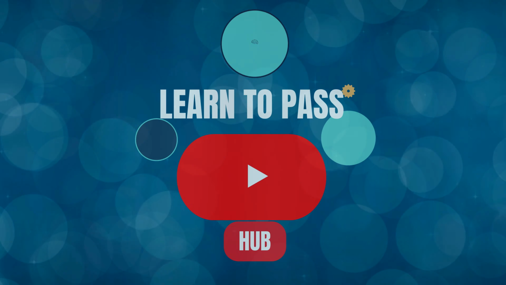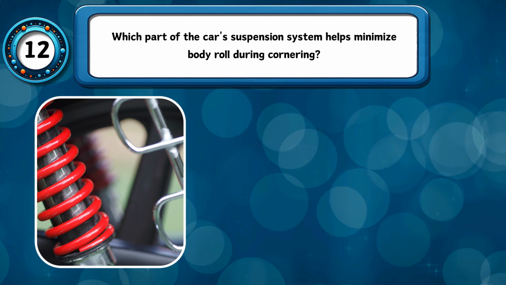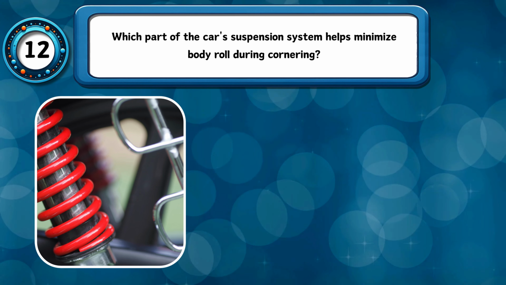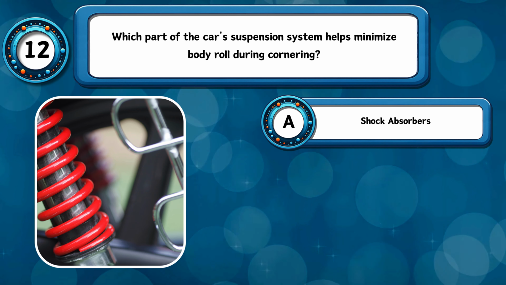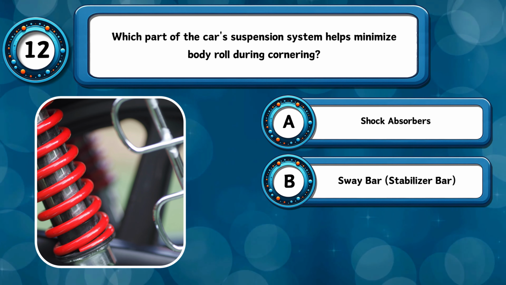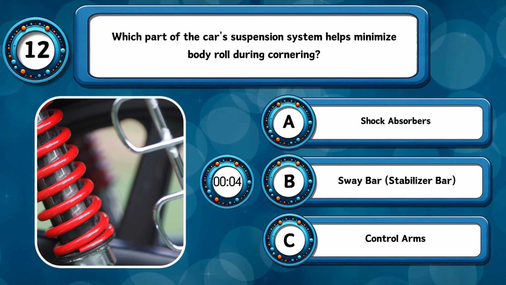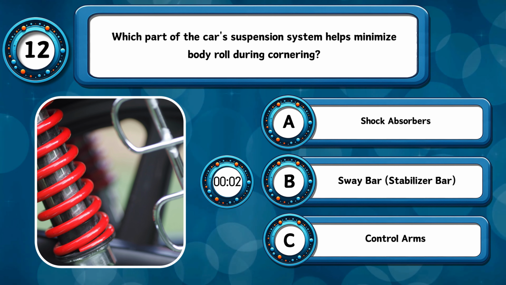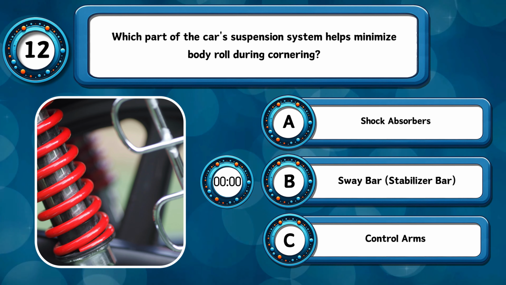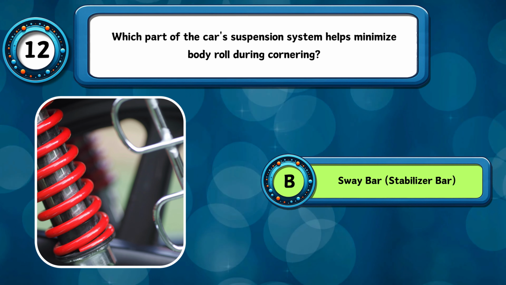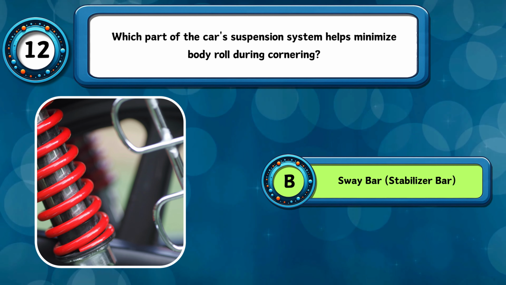Question 12. Which part of the car's suspension system helps minimize body roll during cornering? A. Shock absorbers. B. Sway bar, stabilizer bar. C. Control arms. Correct answer is B. Sway bar, stabilizer bar.